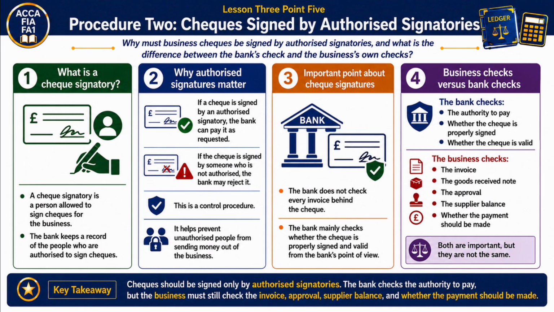Important point about check signatures. Students, remember this carefully. The bank does not check every invoice behind the check. The bank mainly checks whether the check is properly signed and valid from the bank's point of view. So the business itself must check the invoice, goods received note, approval, and supplier balance. The bank checks the authority to pay. The business checks whether the payment should be made. Both are important, but they are not the same.